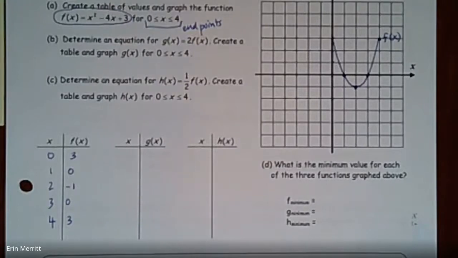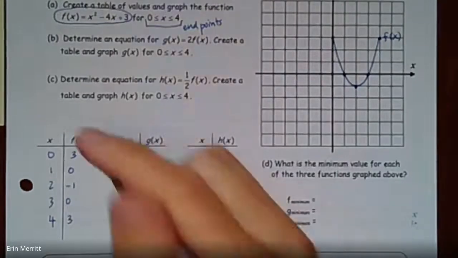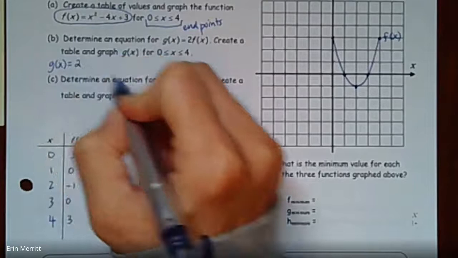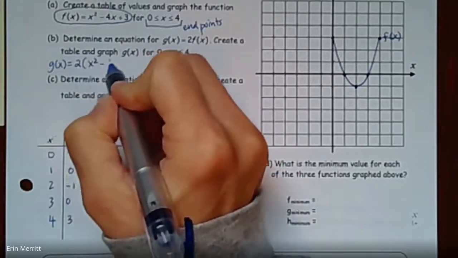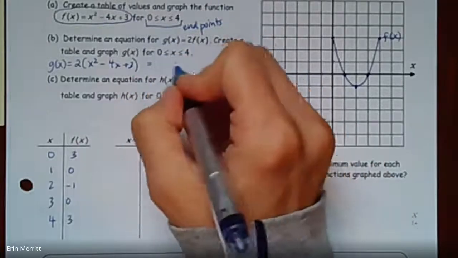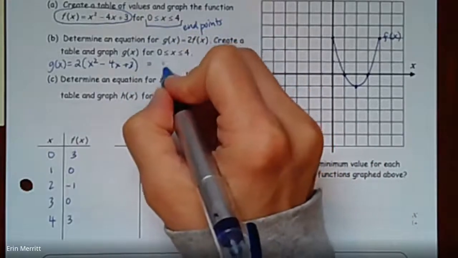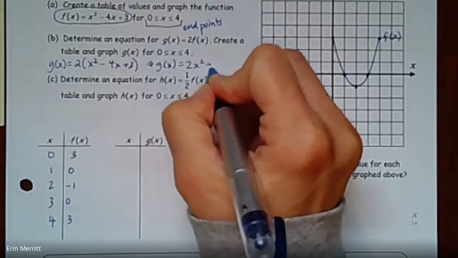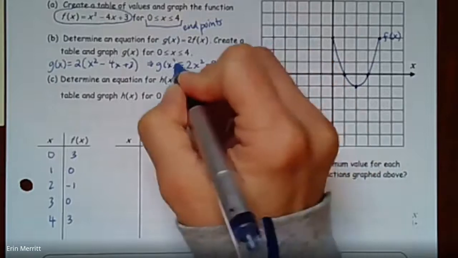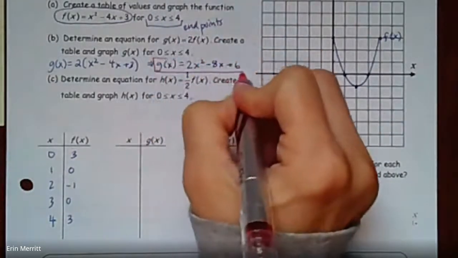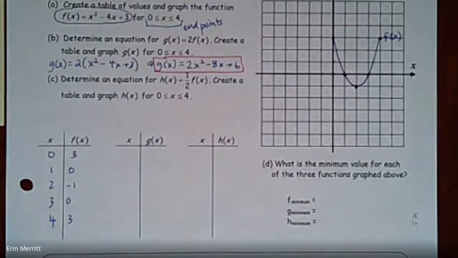So it says determine an equation for g of x that's going to equal 2 times f of x. Let's do some quick calculations here. So g of x is equal to 2 times f of x. So 2 times x squared minus 4x plus 3. And then you can distribute it and clean it up here. So this is going to be equal to g of x is 2x squared minus 8x plus 6, right? I'm going to circle that with my red pen because I'm going to use red on the graph here, all right?